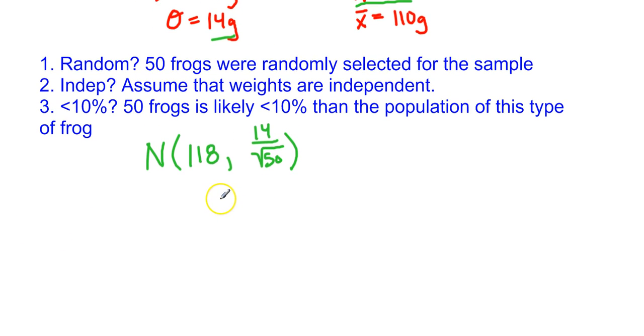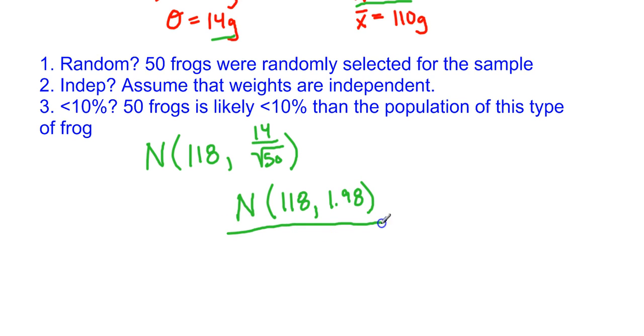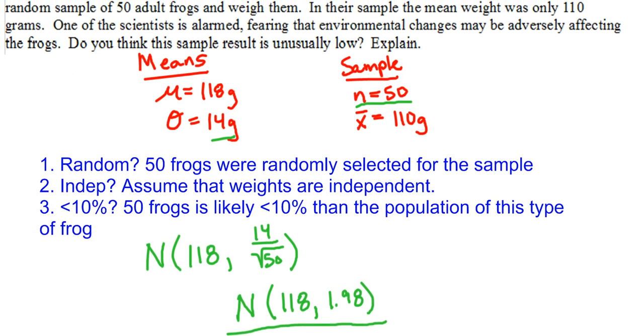All right, so we calculate, simplify a little bit, and the normal model that we're going to use is centered at 118 grams with a standard deviation of 1.98 if you plug that expression into your calculator. So here's the distribution we're going to use in order to tell whether our particular sample mean is abnormal or not.